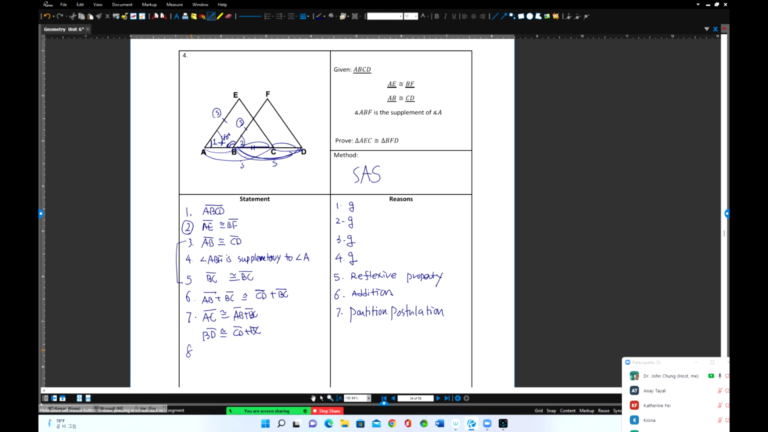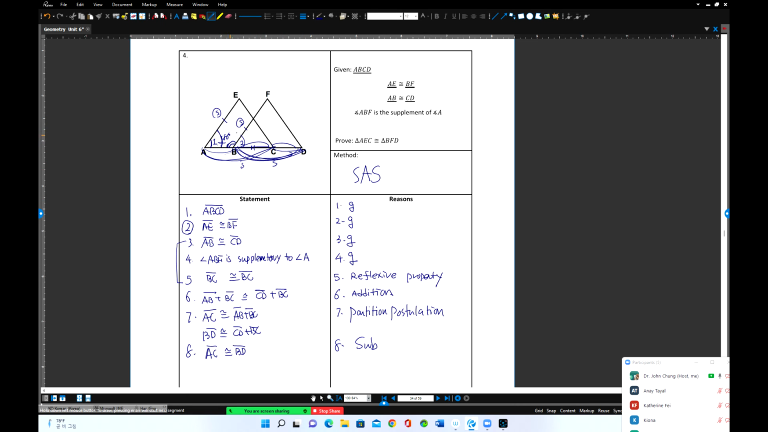Now, substitution. AB plus BC is AC. AB plus BC is BD. They are congruent. That is a substitution. I'm going to use substitution, okay? Or you can use substitution of congruence. Now, we have this side already.